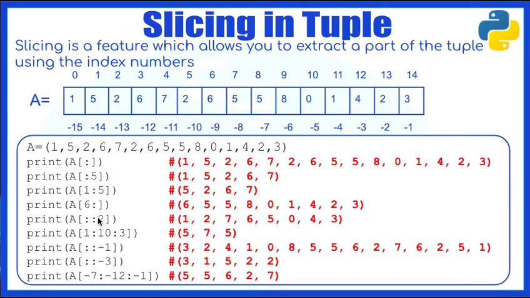Similarly, when you say colon 2, that means start from the positive value but jump by 2 elements every time. So after 1, I need to print 2. After 2, I need to print 7. After 7, I need to print 6. Okay, so I'm going to have the answer 1, 2, 7, 6 and so on. Same thing I've already discussed.